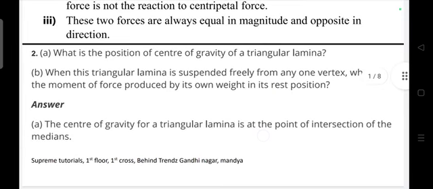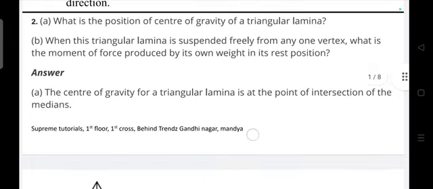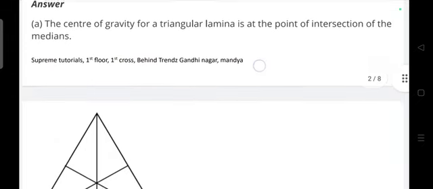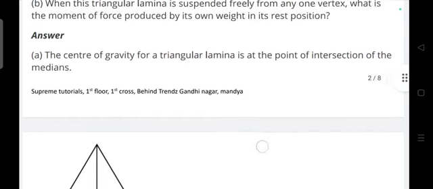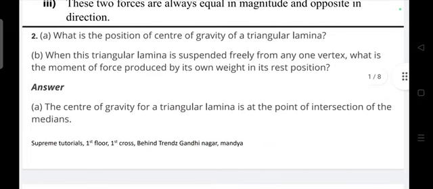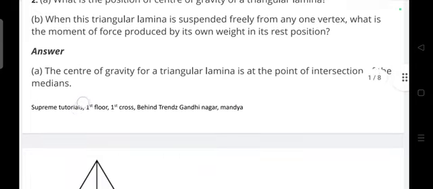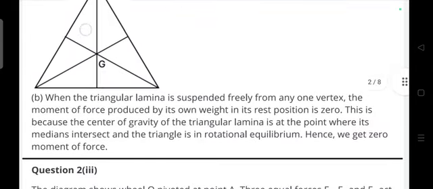Next, come to the second question: what is the position of the center of gravity of a triangular lamina? The center of gravity of a triangular lamina is the point of intersection of the medians. So this G is the point of intersection, that is the center of gravity in the triangular lamina. Then question 2B: when this triangular lamina is suspended freely from one vertex, what is the moment of force produced by its own weight in its rest position?